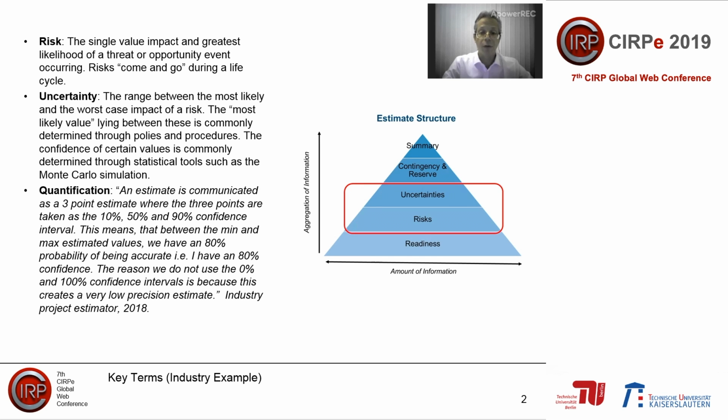Quantification of risk and uncertainty is accomplished through a 3-point estimate, where the 3 points are taken as the 10%, 50%, and 90% confidence interval. This means that between the minimum and maximum estimated values, we have an 80% probability of being accurate. We therefore have an 80% confidence. The image then highlights that risk and uncertainty are the glue that connects the facts concerning business readiness to deliver on an estimate within its range of uncertainty, and the contingencies and reserves that are needed in order to arrive at a summary estimate a decision can be based upon.